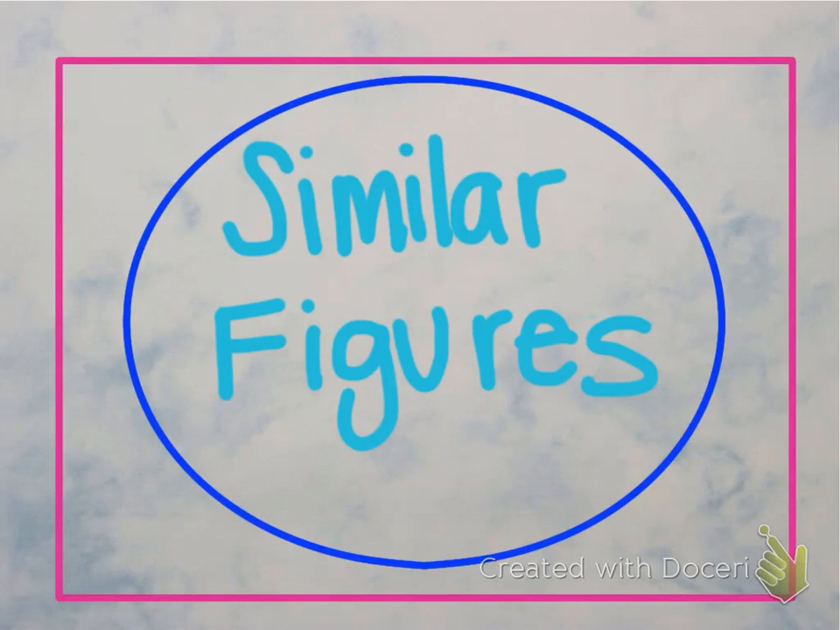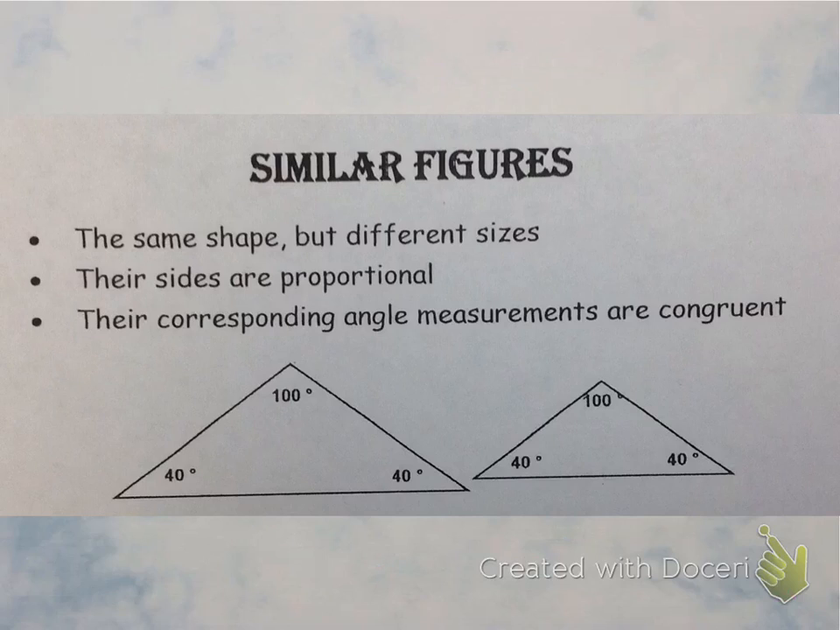Today we are going to learn about similar figures. Similar figures are the same shape but different sizes. Their sides are proportional. This is how we tell if they are similar or not.